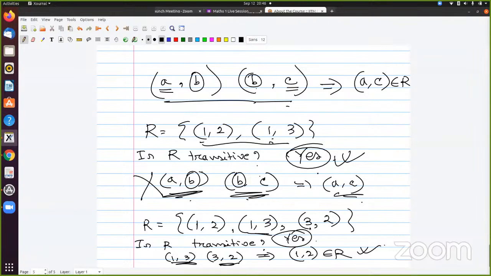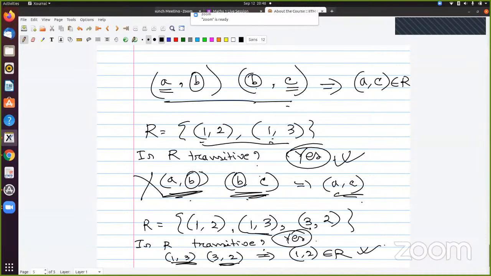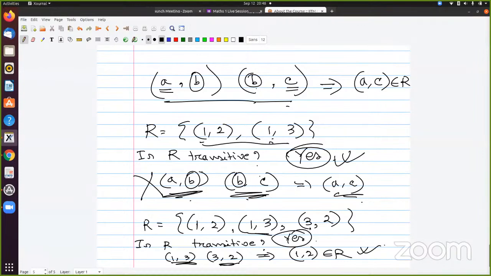You are saying we needed A comma C. Again, you are saying that thing. I don't need A comma C always. If I have A comma B and B comma C, then only we need A comma C. If we don't have A comma B and B comma C, why should we need A comma C? So there can be some relation which has less than 3 pairs, but still it can be transitive. I have given you the example.